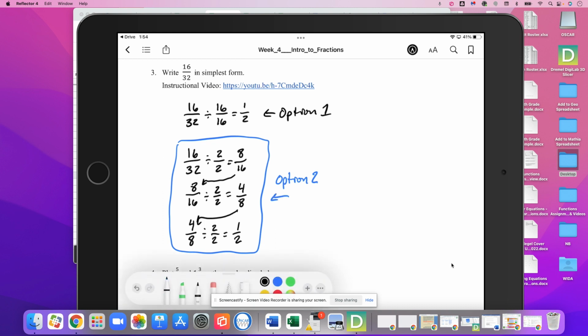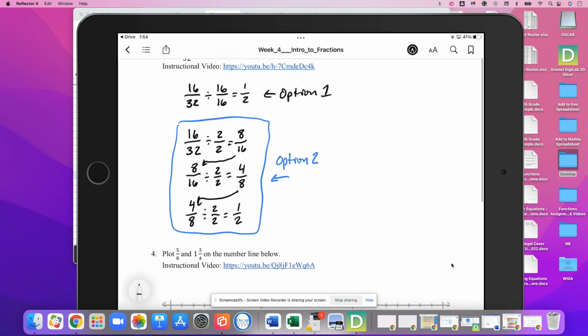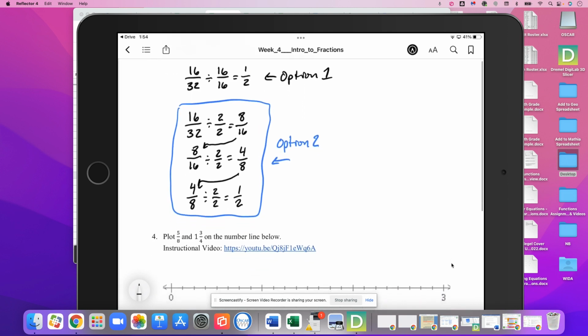And so notice they both produce the same answer. We get 1/2 either way, but you don't have to be a master of finding the biggest number that goes into both of those numbers. It will still work if you have to do the division multiple times to get it figured out.